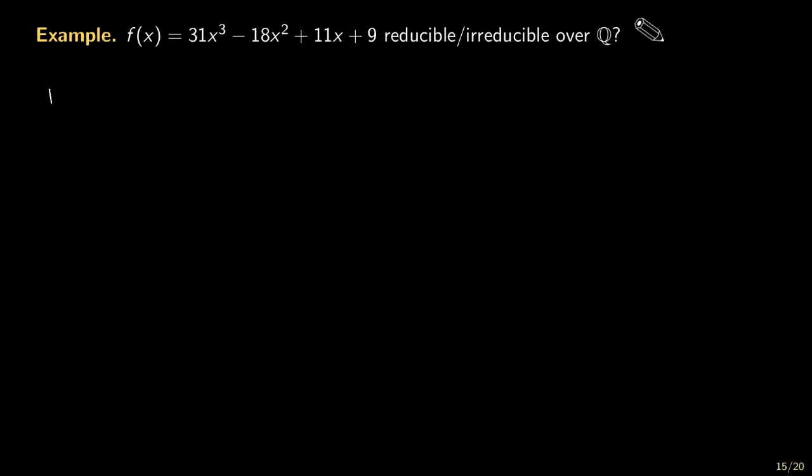So, let's take the smallest prime, which is 2. There is nothing wrong with choosing 2. If we reduce f(x) mod 2, what do you think is the answer? Mod 2, this is just x cubed. 31 mod 2 is 1. Minus 18 mod 2 is 0, so that disappears. Mod 2, 11 is 1. Mod 2, 9 is 1. So, I now have the polynomial x cubed plus x plus 1.